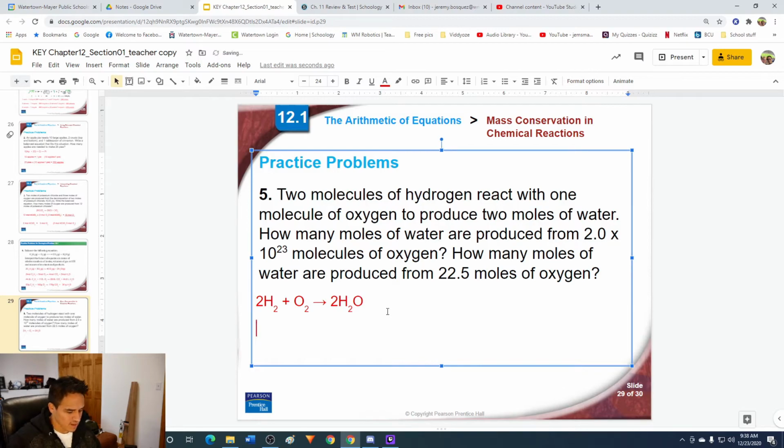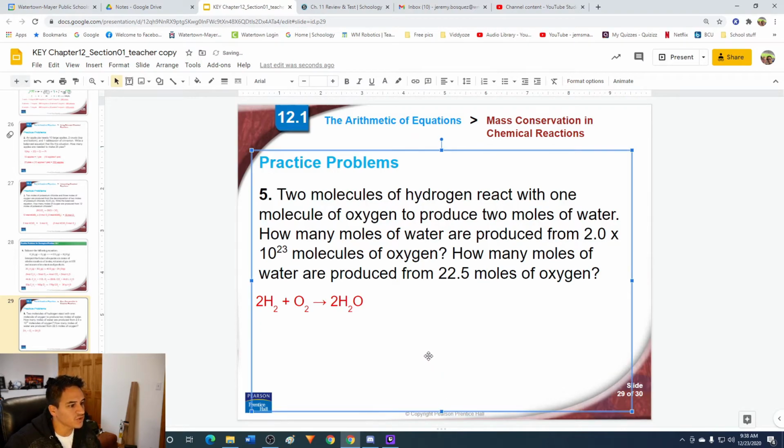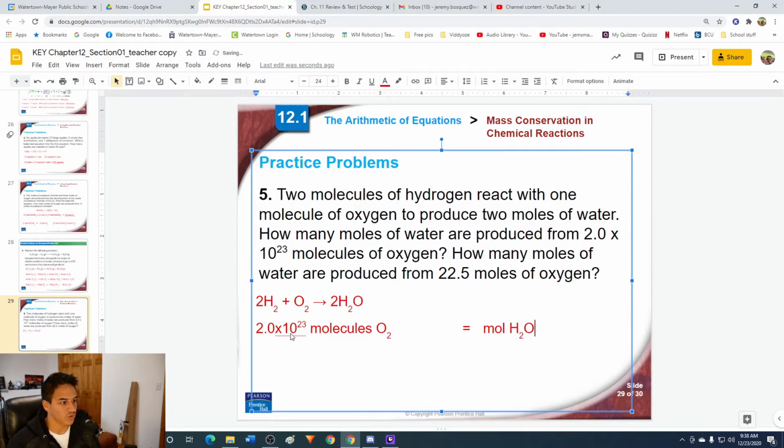All right, now the question is saying how many moles of water are produced from 2.0 times 10 to the 23rd molecules of oxygen. All right, so what we're going to do is we are starting with 2.0 times 10 to the 23rd molecules of O2. Let's say molecules of O2, okay, oxygen. And they want us to calculate moles of H2O. Okay, how many moles of water are produced?